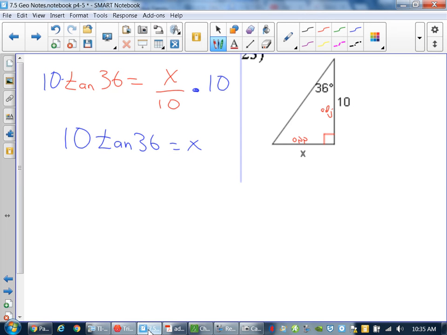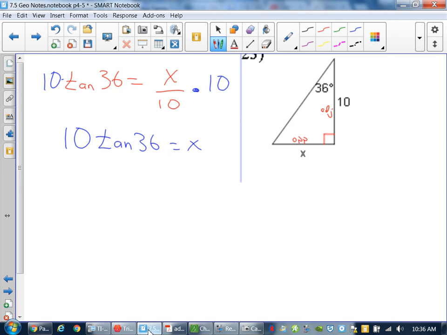If this is the case where your variable winds up being in the numerator, no matter what trig function you use, it'll always work out to be this: some number times your trig value of that angle. And that'll give you your answer. Okay? So if you type this in your calculator, I want you to type it literally exactly like this: 10 tangent 36, hit enter. Also, you'll notice that your calculator will open the parenthesis. You don't need to close the parenthesis in this case because you're just multiplying.